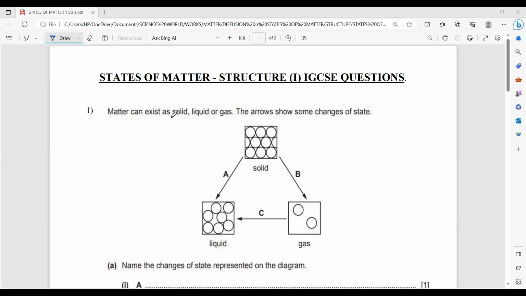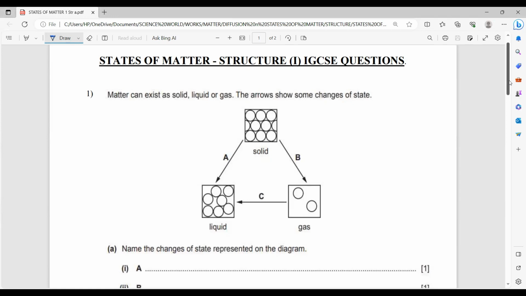Hello, everyone. Let's look at some structural questions on states of matter from your Chemistry IGCSE past papers. It's very easy, so there's nothing to worry about.